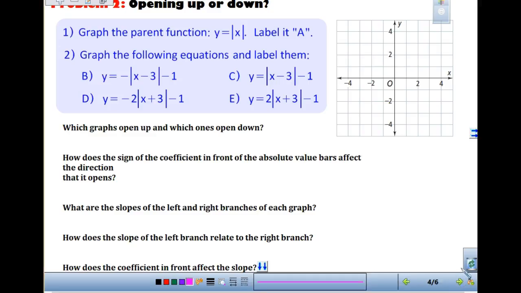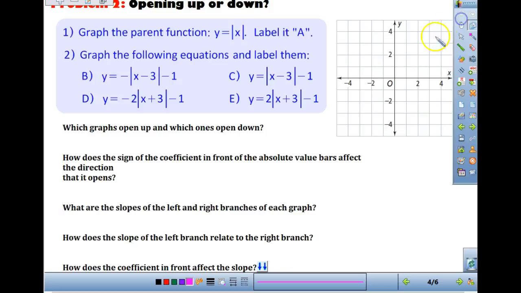So the first thing they're asking you to do is graph our parent function. We're going to label it A. You're going to keep using your device, I know it's kind of a pain. Our parent function was at 0, 0, and it has a slope of 1 and -1. So I can go with a positive slope.